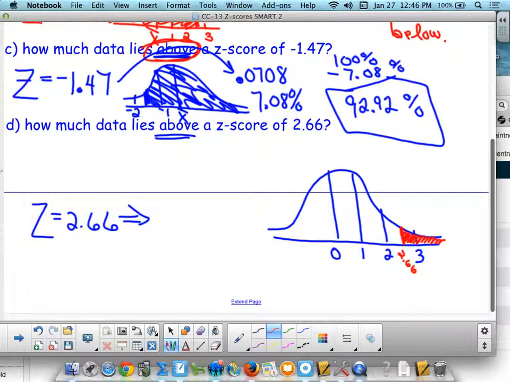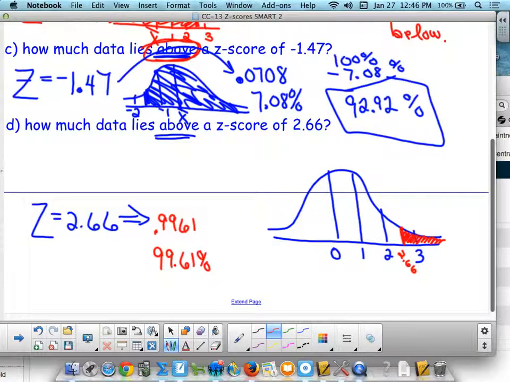What does this equate to? 0.9961. Okay. Are you guys agreeing? Yeah? Okay. Which is 99 point what? 61%. I scored better than just about everybody.